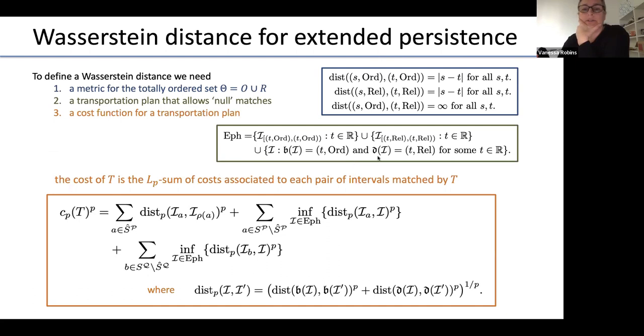So now the cost is related to what Henry was just talking about. The cost of our transportation plan is going to be just a sum of distances between intervals. And we're doing this all with an LP weight. So the distance between two intervals is going to be the p-weighted distance between birth values and then the death values. So we're always comparing birth endpoints and death endpoints, and we're just adding them up, so that our distance between intervals is just how much you have to move the birth and how much you have to move the death.